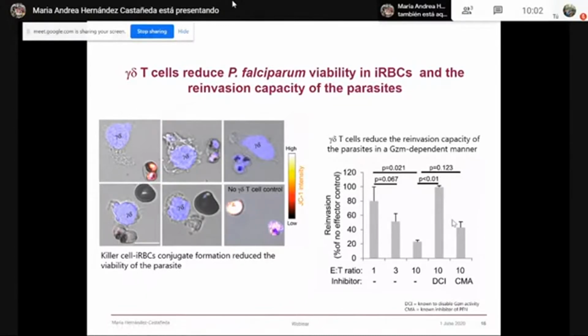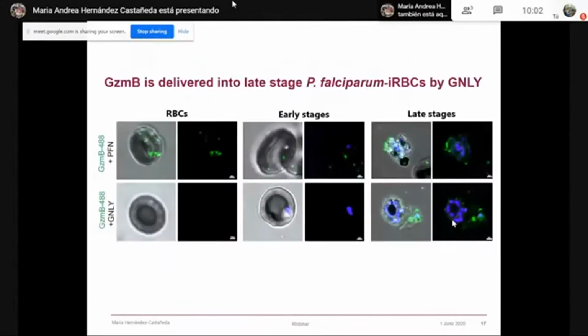Then we wanted to dissect the molecular events of this granzyme B-mediated killing. So we tracked the delivery of labeled granzyme into the red blood cells. We have three conditions. We have red blood cells, so not infected erythrocytes. We have infected erythrocytes with the early stages of the parasite, and we have also the latest stages.